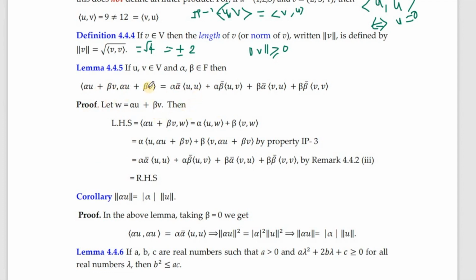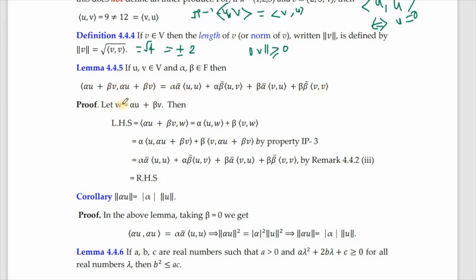We can easily see it is alpha. When it comes out from the second place, it has to come out with conjugate. So alpha conjugate inner product u, and then alpha beta conjugate, because it is in the second place, when it comes out it has to come out with conjugate. So alpha beta conjugate inner product u with v, and then v with u. That means beta alpha conjugate inner product v with u, and beta conjugate inner product v with v. So this is what we have to show.